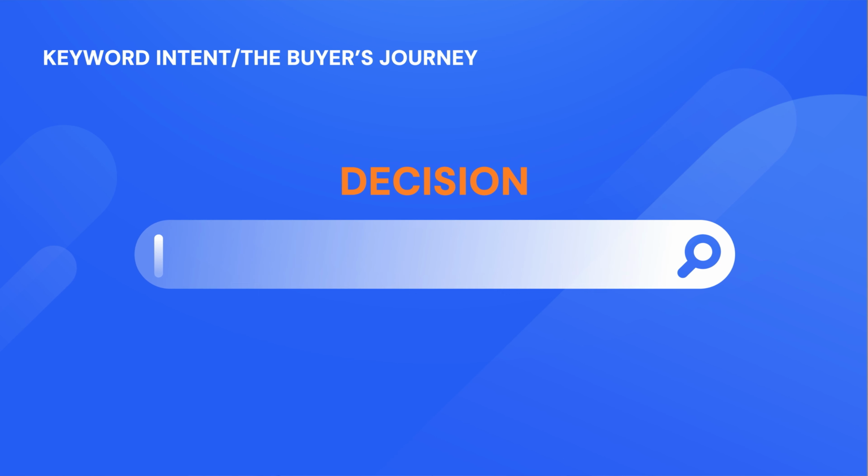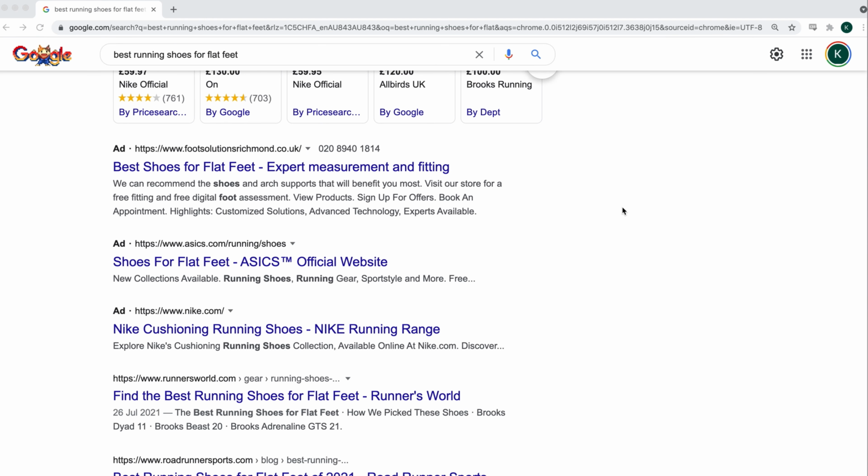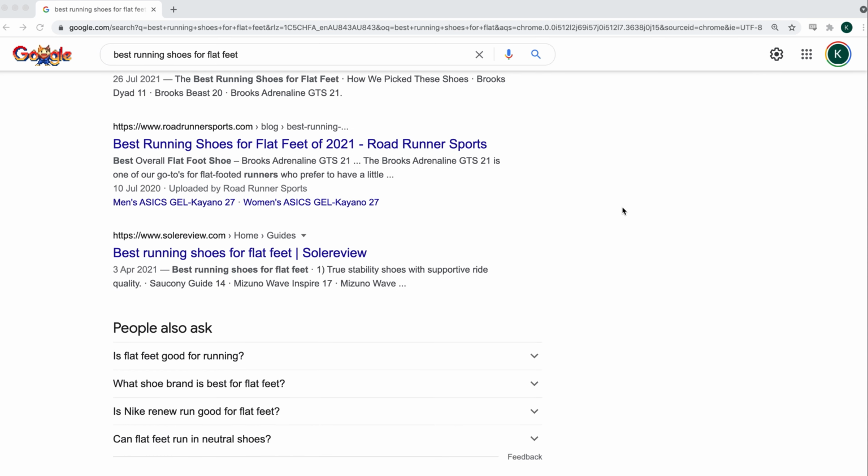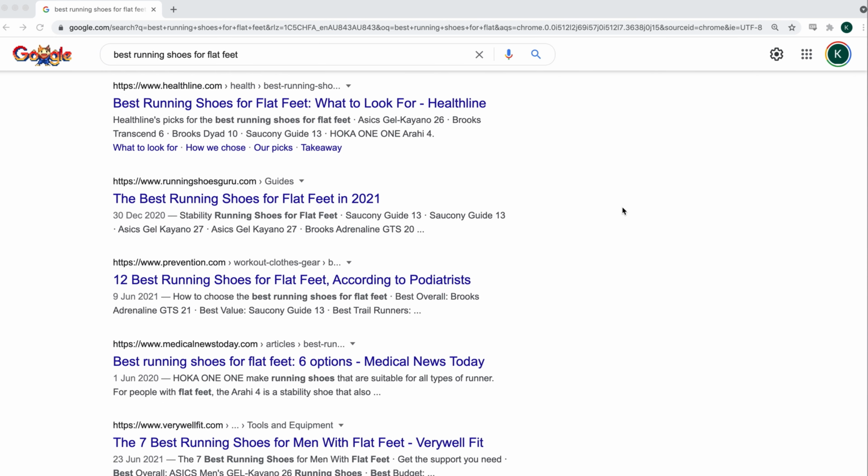And third and finally, we have decision. These are usually specific. So for example, if we do a search for best running shoes for flat feet, that would be considered a decision keyword because the searcher knows exactly what they want. And as a result, it generates a lot more clicks.